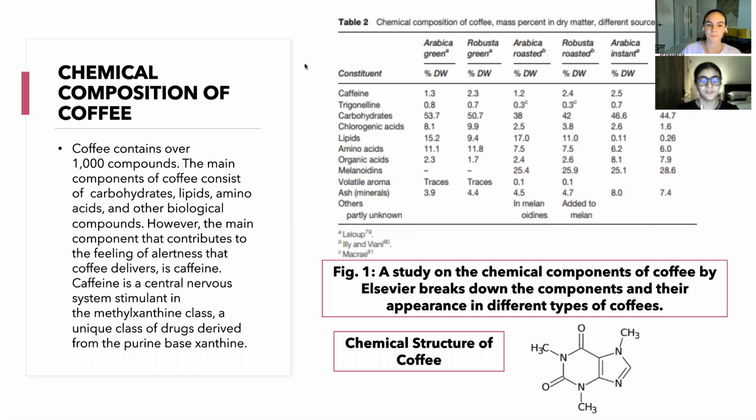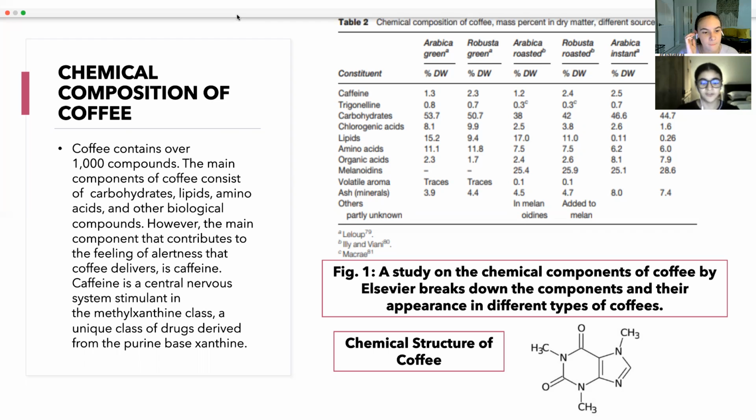Coffee is composed of over 1,000 compounds. The main components in coffee are carbohydrates, lipids, amino acids, and many other biological compounds. However, the most important compound that mainly contributes to the feeling of alertness and awakeness coffee drinkers experience is caffeine.